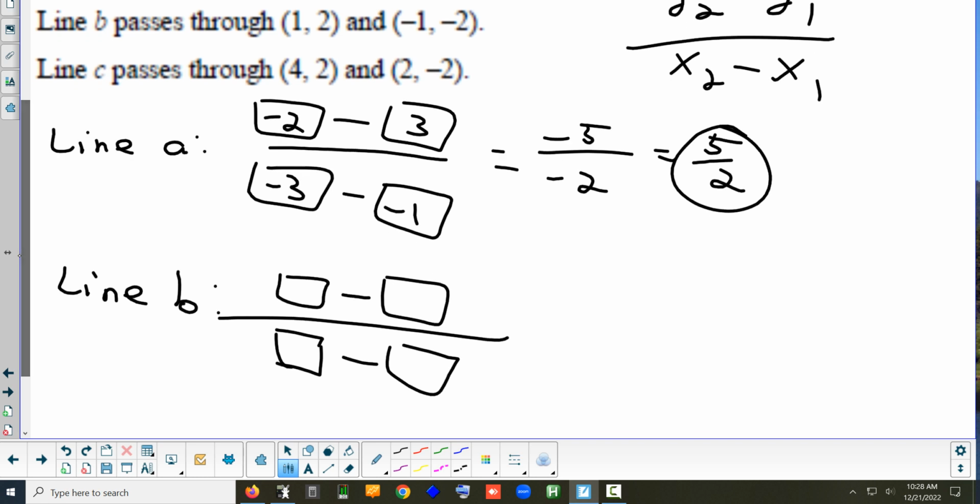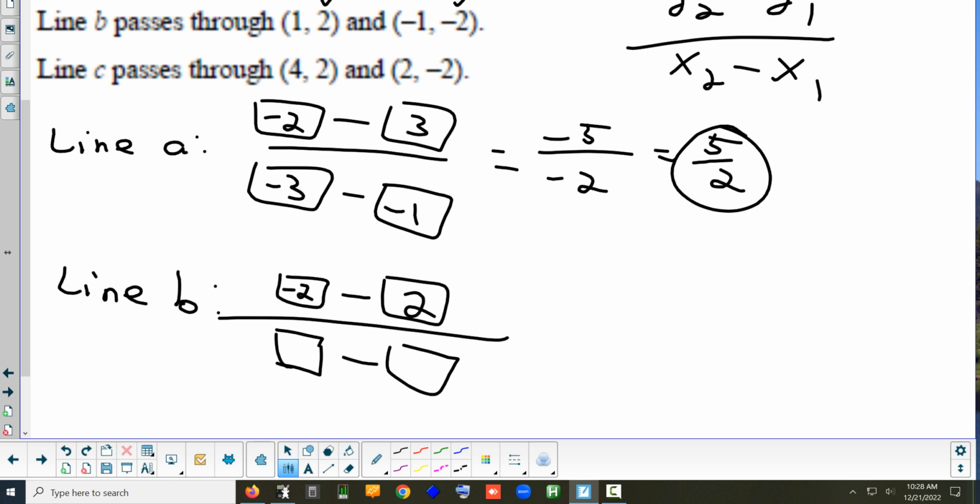Okay, let's look at line B. What is y2 for line B? Dorian? -2. And Emily, what's y1 for line B? 2. Okay, get that one.